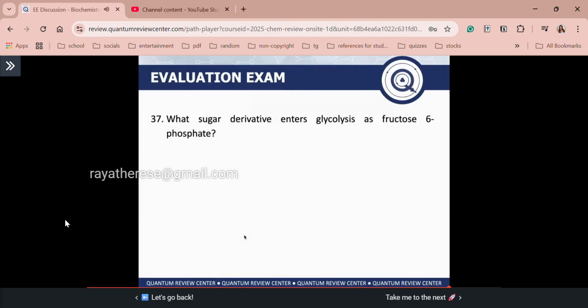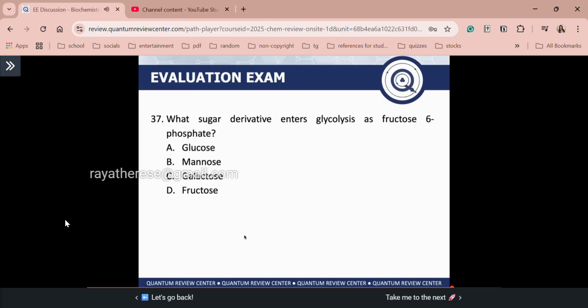Okay, now let's proceed with our item 37. Class, I hope you remember this type of question. This is actually a board exam question last year. So put an asterisk on your status for the EEO. What sugar derivative enters glycolysis as fructose 6-phosphate? Class, here are the choices. All of them, we discussed in our summary slides on the glycolytic pathway.